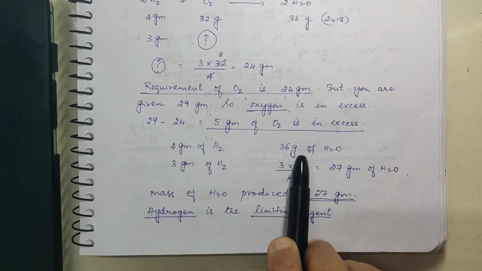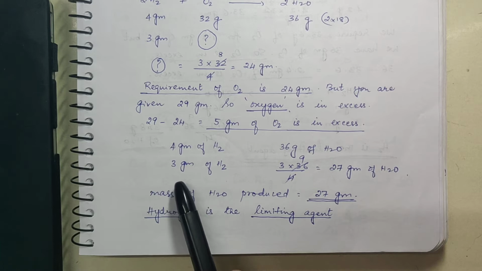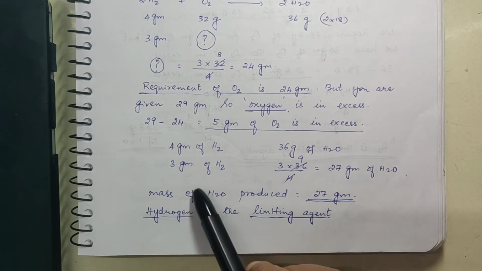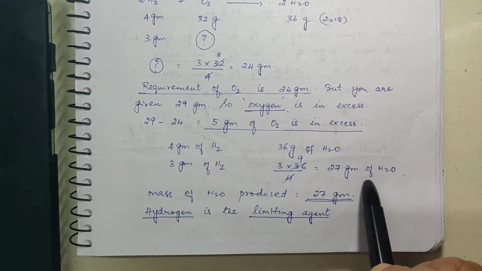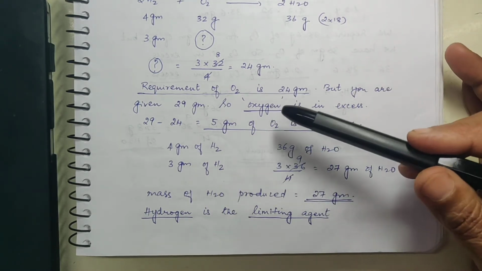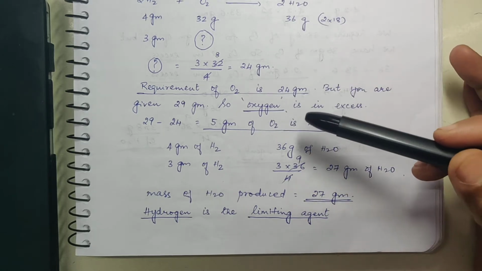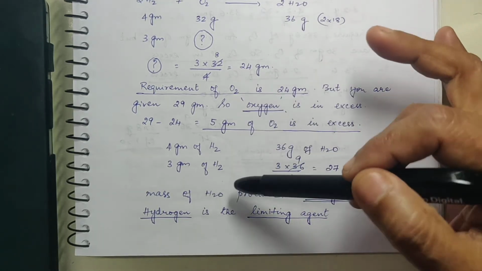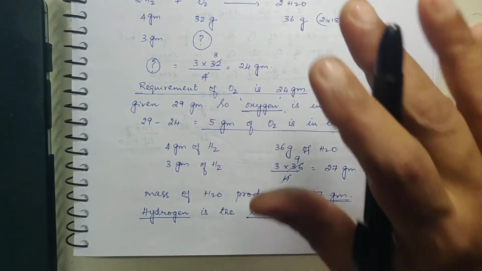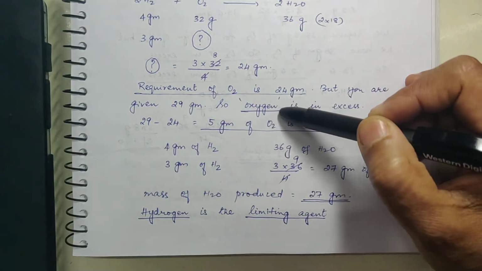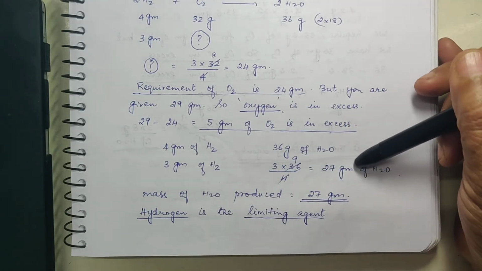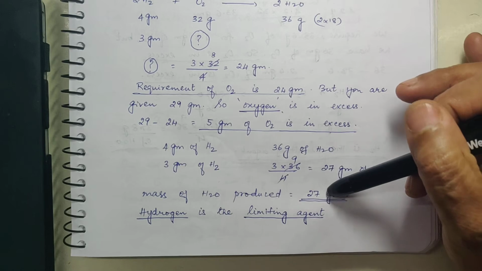4 gram of hydrogen requires 36 gram. So 3 gram of hydrogen will give you 27 grams of water. So he is asking you how much of water is produced, isn't it? So we have already found out that oxygen is present in excess. Only 24 grams will be used, and hydrogen will be totally used, isn't it? The one which is present in lesser quantity, that will be consumed completely, and the one which is in excess, the remaining will be left. So 3 grams of hydrogen will give 27 grams of water. So mass of water produced is 27.